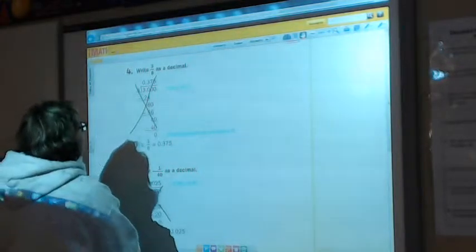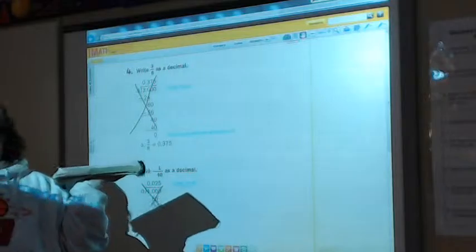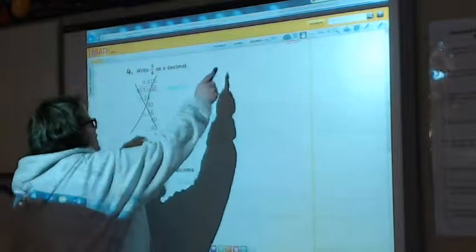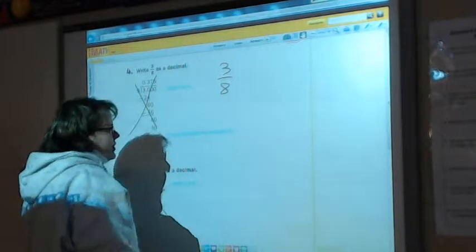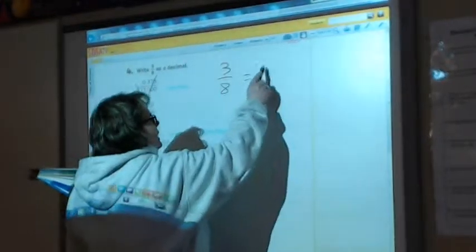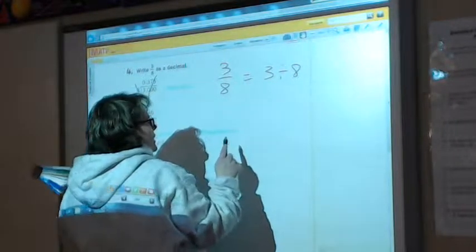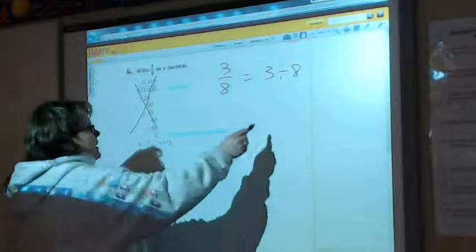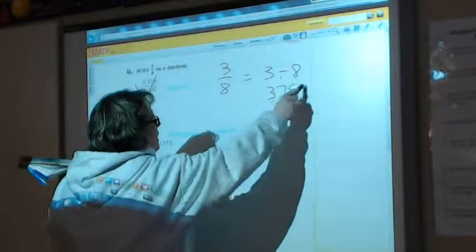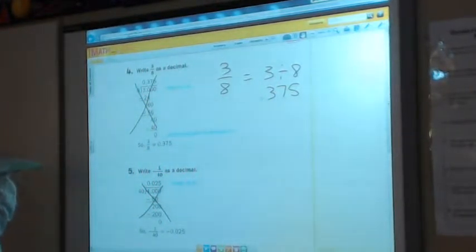So in this first example, you're going to be taking a fraction and converting it into a decimal. So you're going to take the fraction 3 over 8, and in order to convert that into a decimal, you're going to divide 3 divided by 8, which is going to give you the decimal 0.375. Okay?